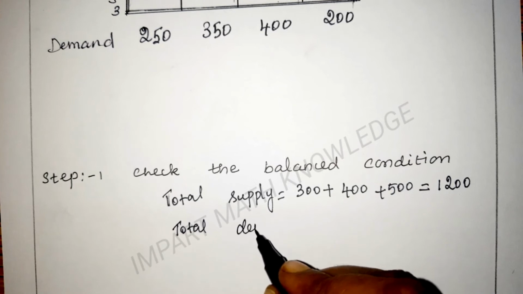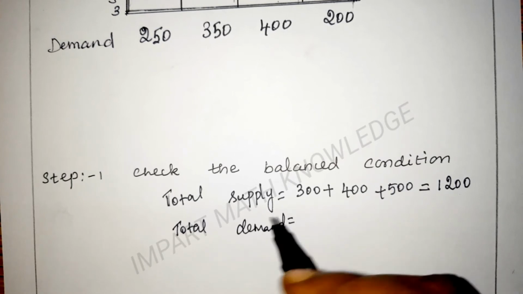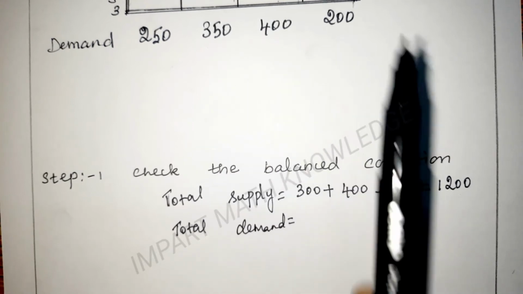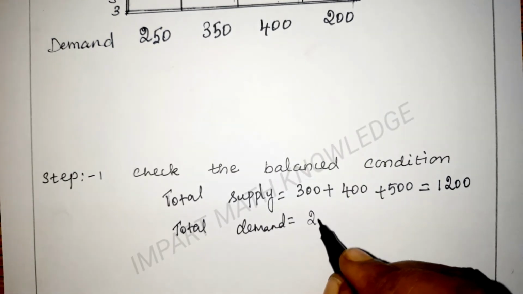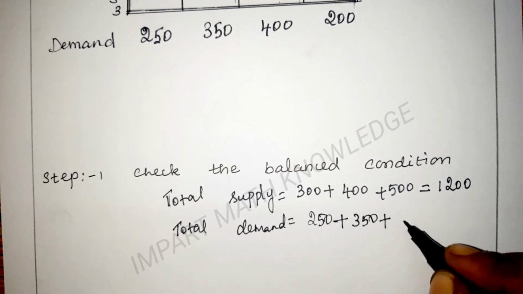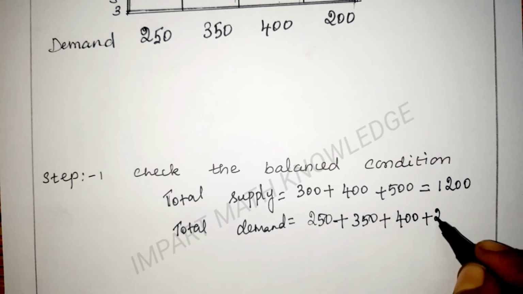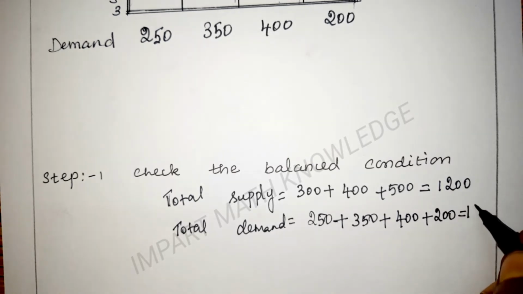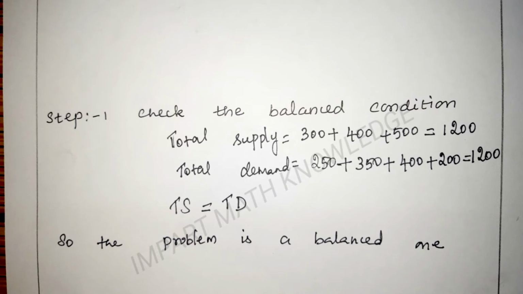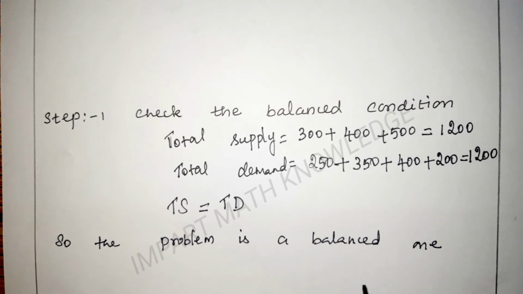The next one, total demand. Total demand is 250 plus 350 plus 400 plus 200. If you add this, you will get 1200. Total supply is equal to total demand. Here, total supply is equal to total demand. So we can say that the problem is a balanced one.